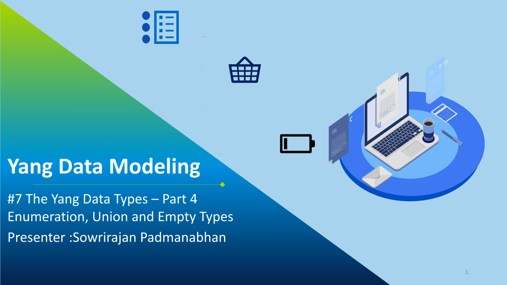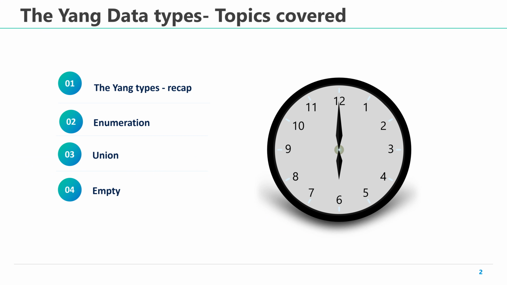Welcome to the last video on Yang data types. With this, we will complete an overview of how to define data nodes in the Yang data modeling language using the built-in and derived types. We will again have a short recap of the Yang data types and then move on to covering the remaining special data types available, namely the enumeration, the union type, and then the empty type.